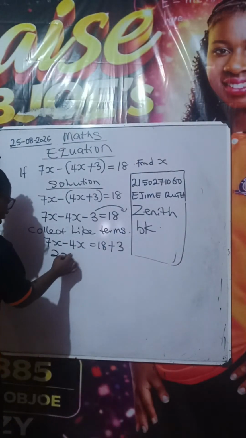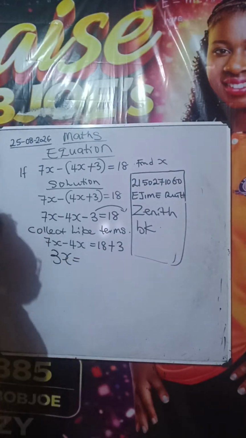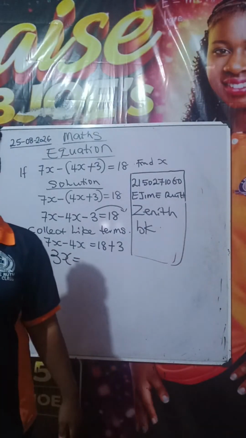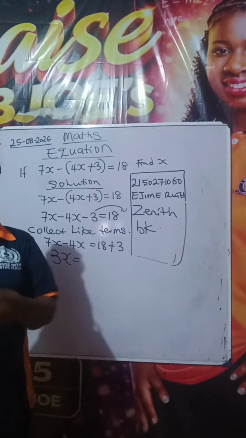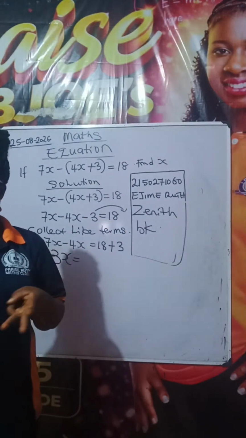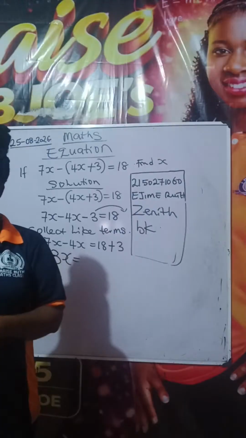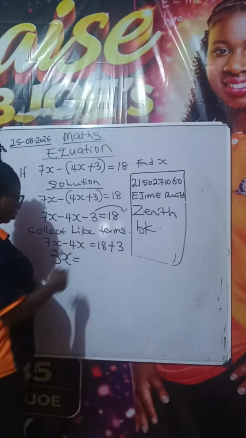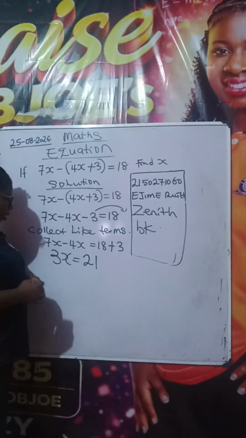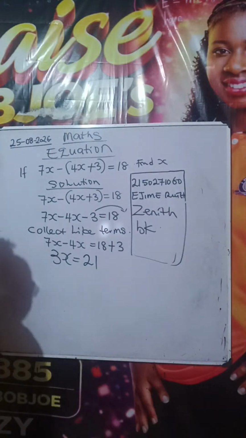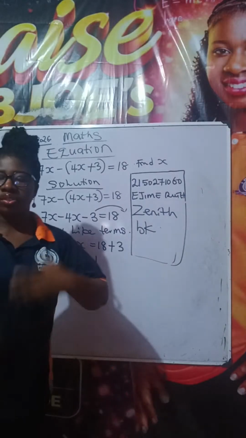So here is 3x equals to 18 plus 3. 18 plus 3, what do we have? 18, 19, 20, 21. So we are getting 21. Now, what do we do next? Next now is to remove this 3 from here. And how do we remove the 3 from there?